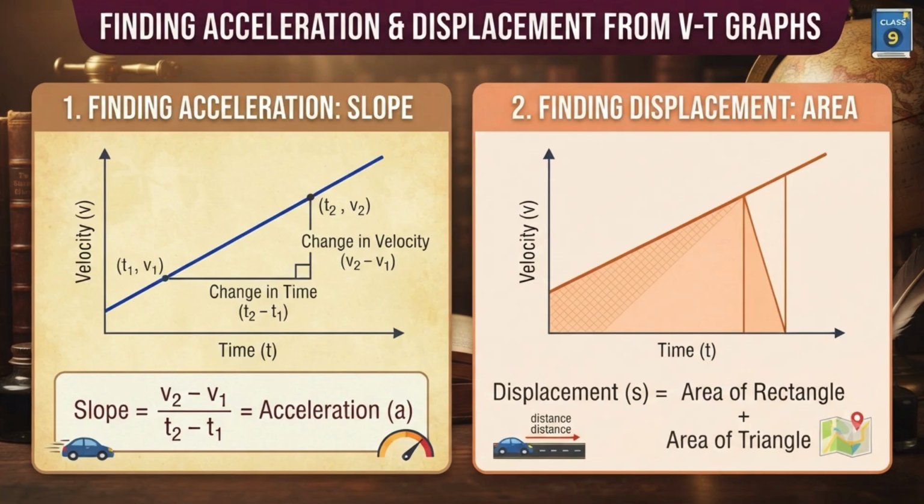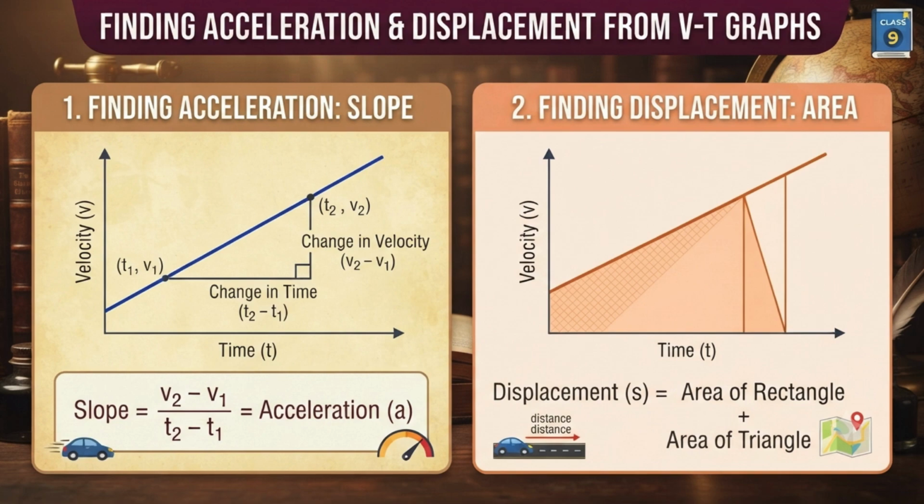Second, finding displacement using the area under the graph. Now let's learn something even more interesting. The area enclosed between the velocity time graph and the time axis gives us the displacement of the object. Yes, just by finding the area, we can calculate how far the object has moved. Let's understand this with a simple example.